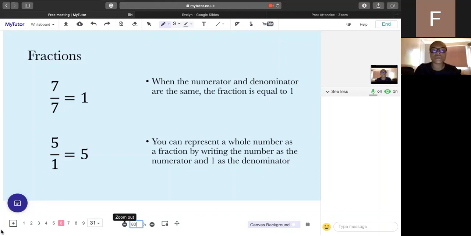Okay, so fractions are just parts of whole numbers. Hopefully you can pick it up as we go along. So 5 over 1 is the same as 5. If you had something like 10 over 1, that's the same as 10. Any number which is over 1 is the same as the whole number in the numerator.